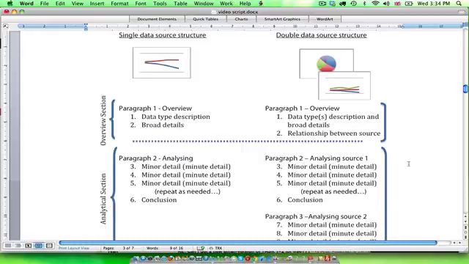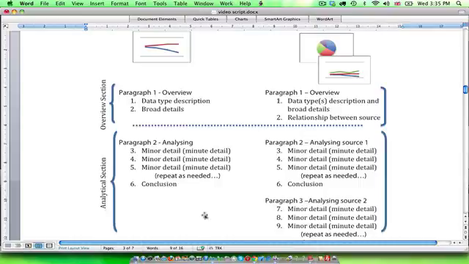So, as mentioned, when you get into your IELTS exam, you will be presented with either a single data source, or you will be presented with 2 data sources. The structure you will follow is different depending on what you are given. So if you have a single data source, your structure will look like this. If you're given 2 data sources, your structure will look like this.